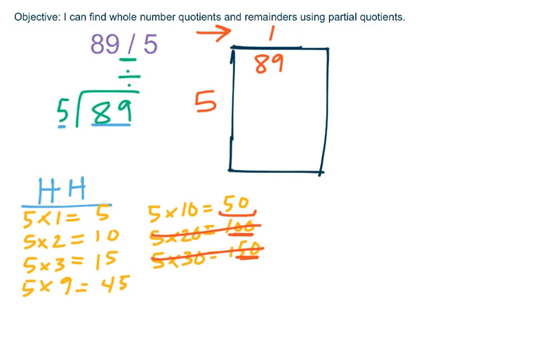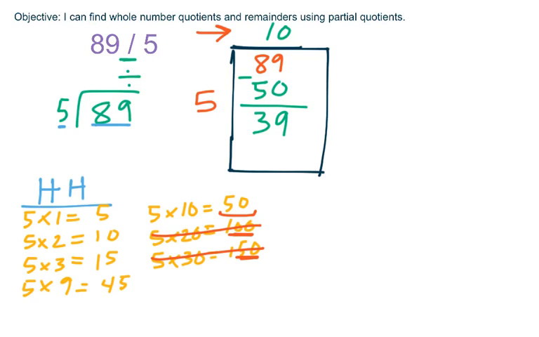So actually, you know what I'm going to do? I'm going to change my color here. So 5 times 10 is 50. Okay, now I'm going to take my chunk away. I'm going to make that number smaller. So when I subtract, 9 minus 0 is 9, 8 minus 5 is 3. So now I've made 10 groups out of my 89. Okay, now I have 39 left.